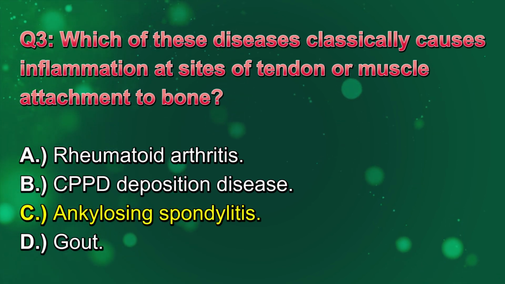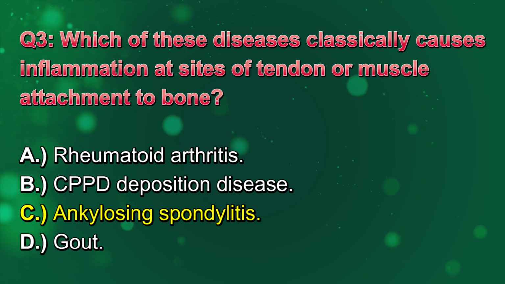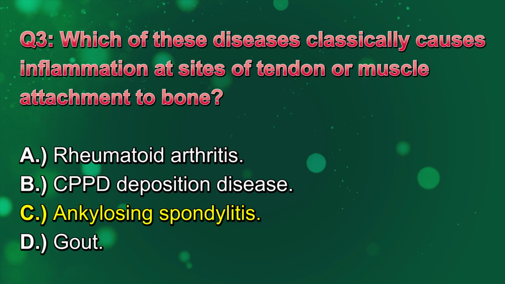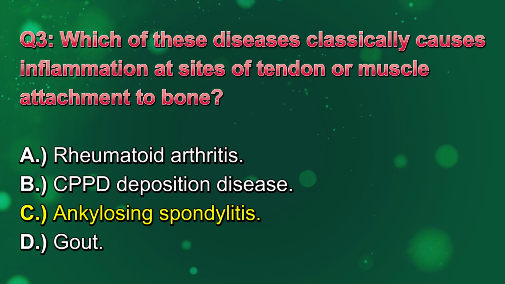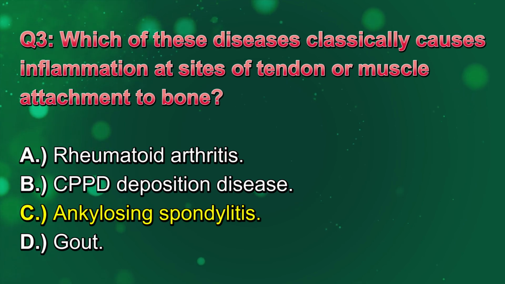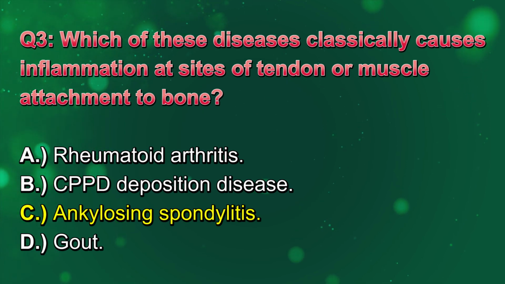Great. And, you know, this question was just to remind you of the phenomenon of enthesopathy, which is a key musculoskeletal manifestation of the seronegative spondyloarthropathies, of which ankylosing spondylitis is the archetypal disease process.